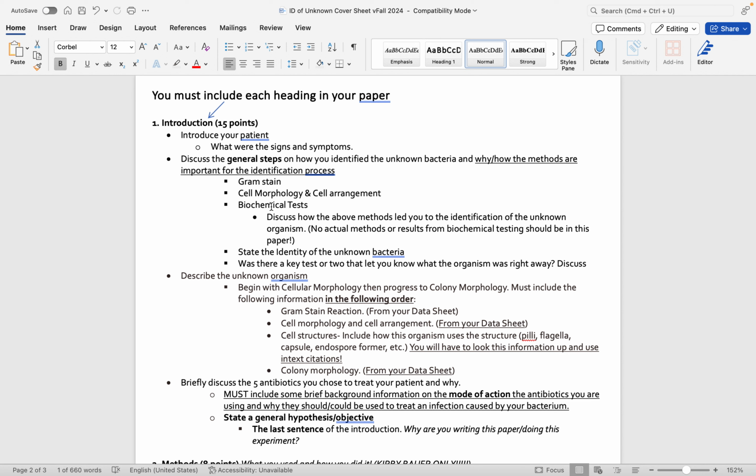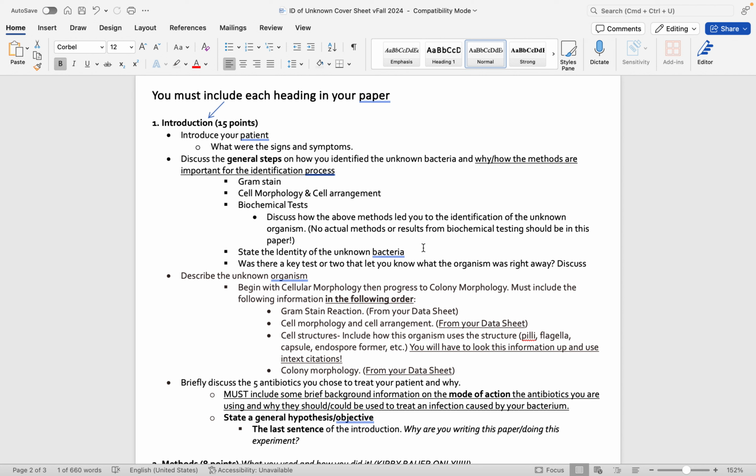You'll talk about the cell morphology and arrangement, the biochemical tests. You'll discuss how the above methods led you to identify your unknown organism. So you won't actually include any of the methods for your biochemical testing in this paper. Keep that in mind, please. You'll just report the results of your catalase test and how that helped you to understand what your unknown is. And then this is where you'll state the identity of your unknown bacteria.